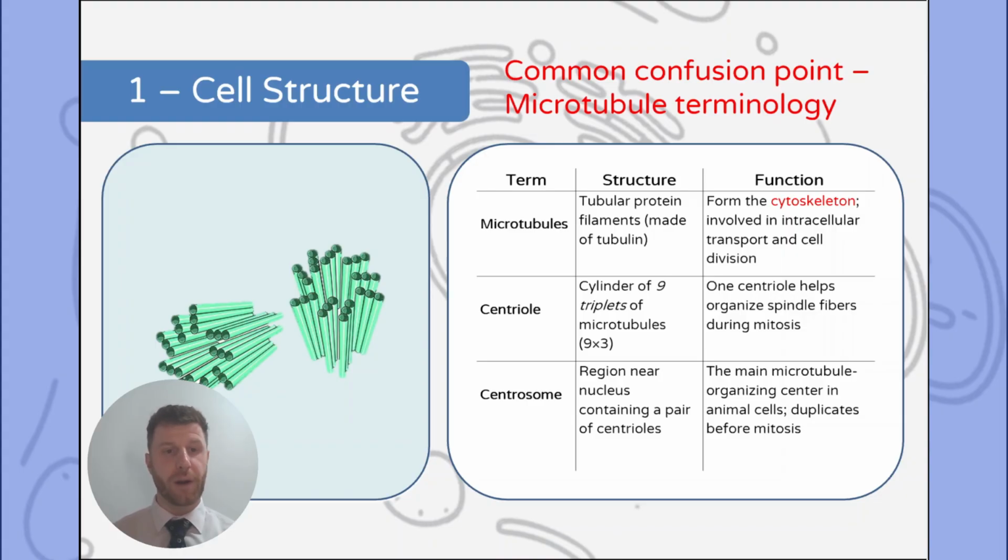So this is just a quick clarification slide for your notes. Remember that you have got 3 terms here. The organelle, which is the region containing 2 centrioles, that's the centrosome, and each centriole is made up of 9 sets of 3 microtubules. Hopefully that makes sense, guys. If you need any clarification, please drop me a comment.